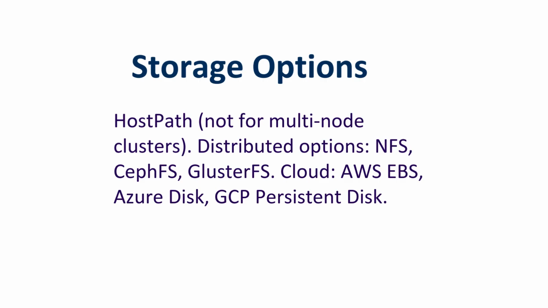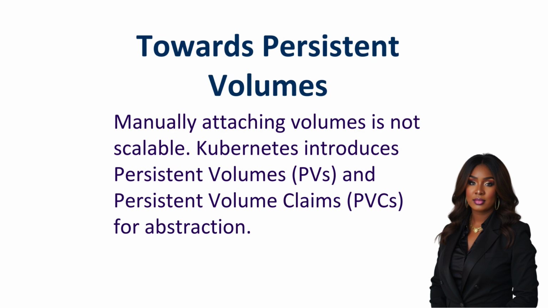That's why Kubernetes supports many other storage backends: NFS, CephFS, GlusterFS, iSCSI, cloud storage like AWS EBS, Azure Disk, Google Persistent Disk. For example, instead of host path, you could configure an AWS EBS volume by specifying its ID and file system type in your YAML.